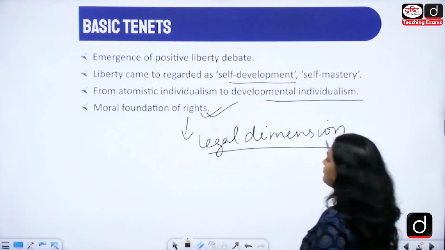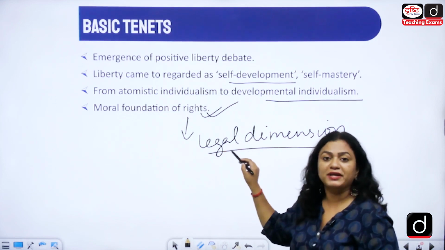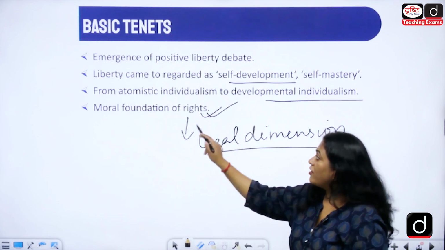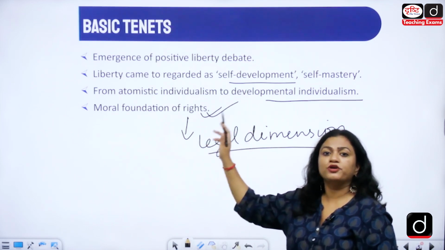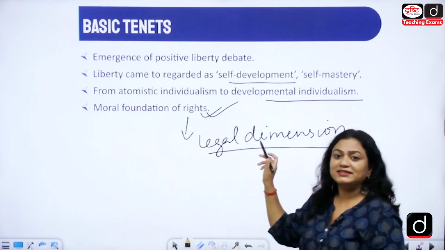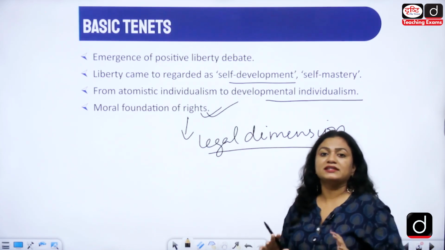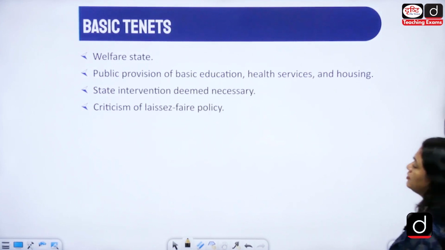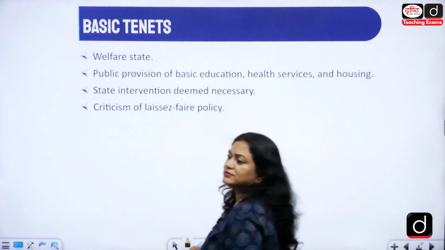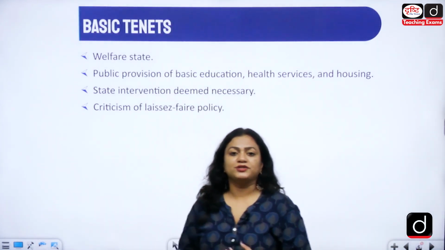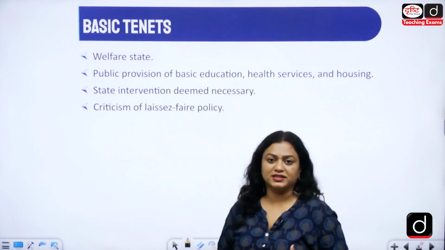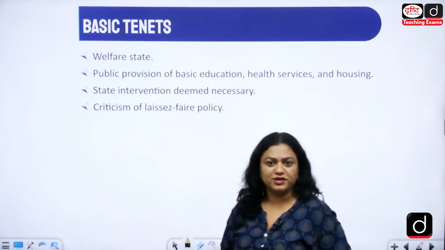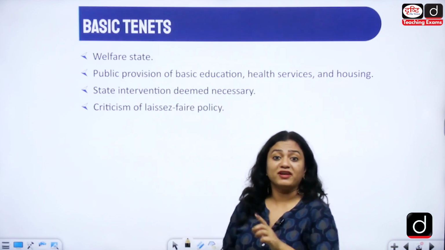It means that when I talk about legal here, it means that the state has a greater role to play. For your rights, who is going to provide you with the rights? The state was considered a very necessary instrument. Now here, there was an idea that you have to develop the welfare state. The state is not just a minimal state, not just a security provider, but also a welfare state.